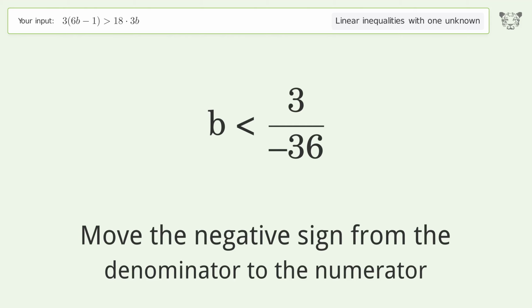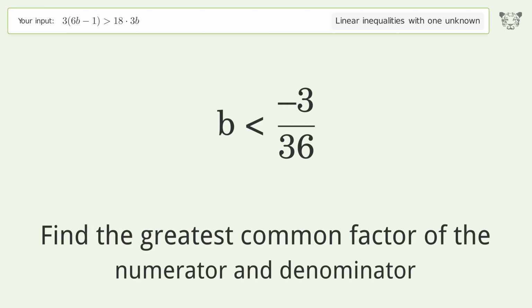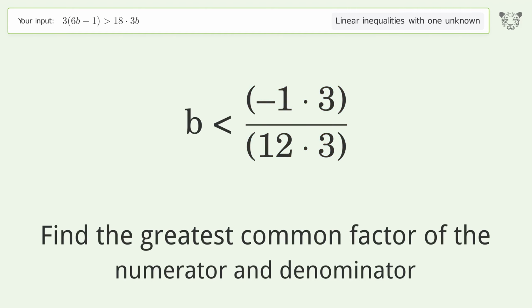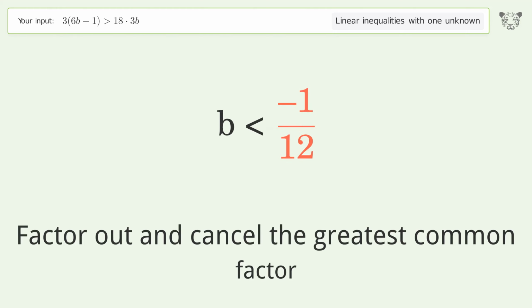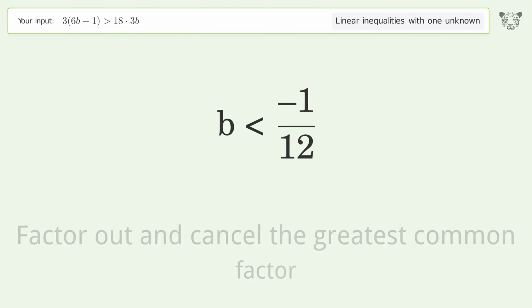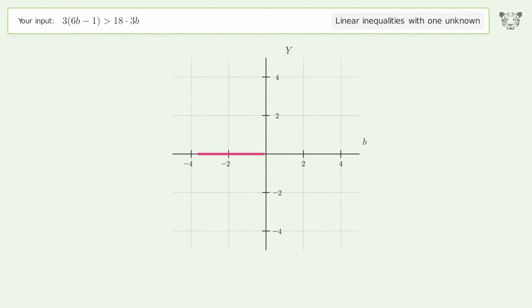Move the negative sign from the denominator to the numerator. Find the greatest common factor of the numerator and denominator. Factor out and cancel the greatest common factor. Plot the solution on a coordinate grid. And so the final result is b smaller than -1/12.